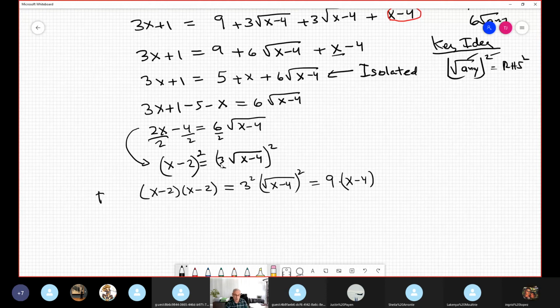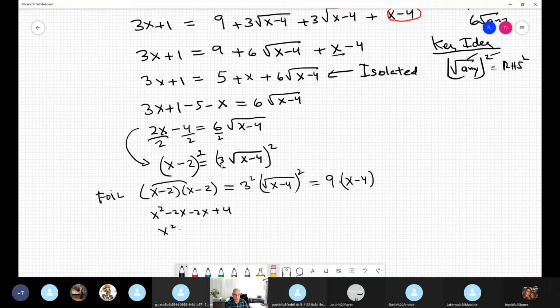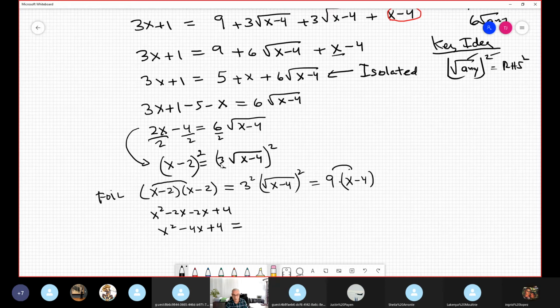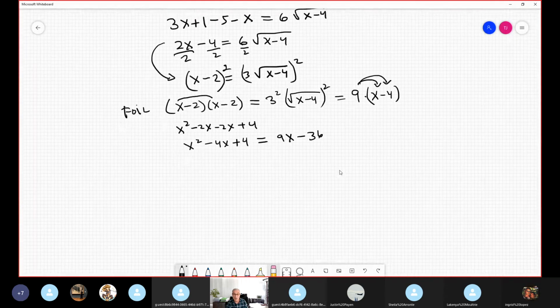Now you FOIL, like a kindergarten guy. This is x squared, minus 2x, minus 2x again, plus 4, sorry. 2 times 2 is 4. This is x squared minus 4x plus 4 equal, and on the right hand side, you remove the parenthesis, apply the distributive property, 9x minus 36. At this moment I realize we are in a quadratic equation.